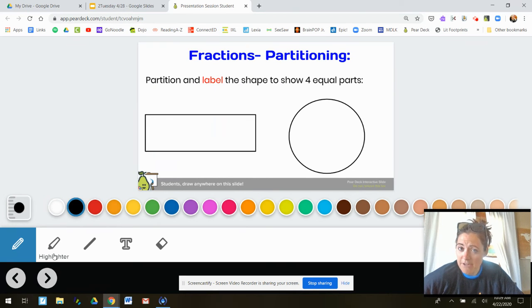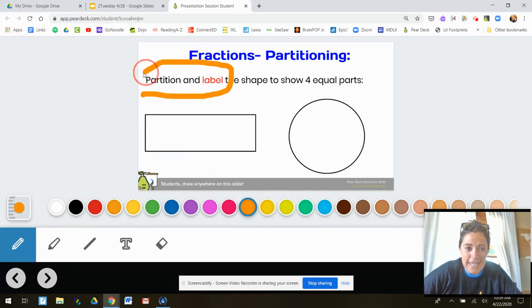This one, we're bringing fractions back. Don't want you guys to be forgetting that skill, so make sure you're doing both of these parts. It says partition and label the shape to show 4 equal parts. So both of them, partition it into 4 parts and then label. And remember, you're labeling each one to show that each one is 1/4.